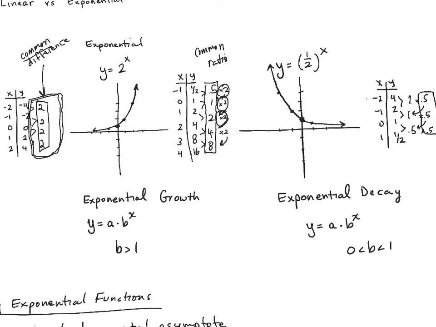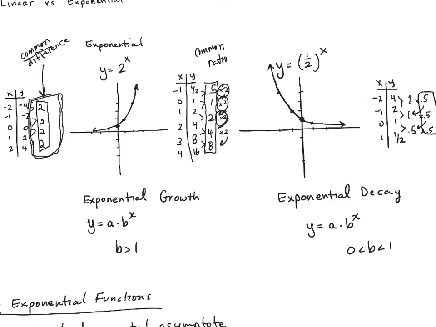Now, exponential decay, still the same formula, a times b to the power of x, but now b is a value between 0 and 1, which is causing the y values to decrease as the x values increase. So what we need to talk about as our first learning target is how to graph an exponential function. And we're going to look at both exponential growth functions and exponential decay functions. You graph them the same way, basically the same 3 steps.